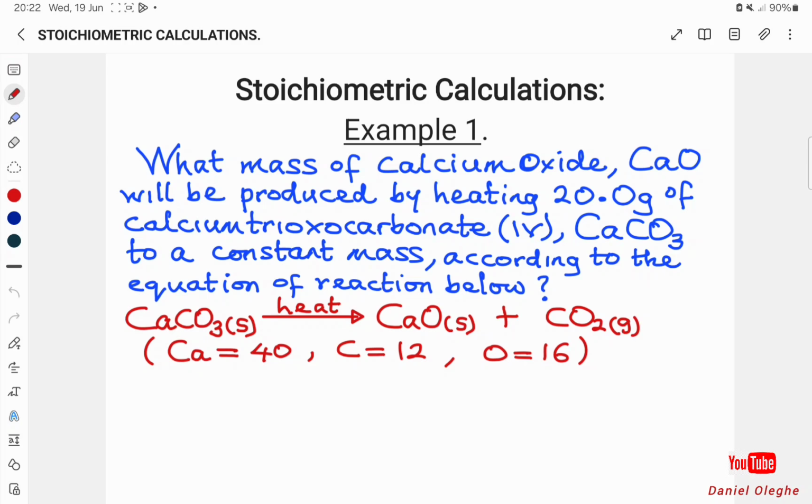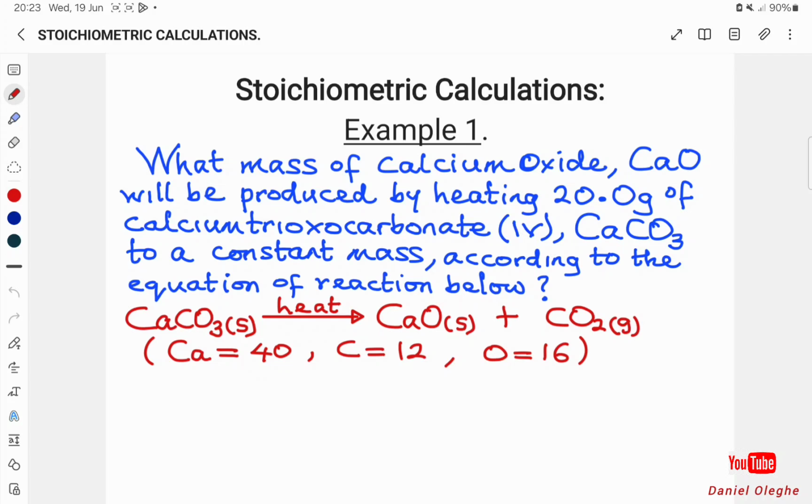What mass of calcium oxide, CaO, will be produced by heating 20.0 gram of calcium carbonate, CaCO3, to a constant mass according to the equation of reaction below. The equation is stated below. In that reaction, calcium carbonate is the reactant, while calcium oxide is the product. So we are calculating the mass of the calcium oxide, which is the product, that will be produced if 20.0 gram of calcium carbonate is heated to a constant mass.